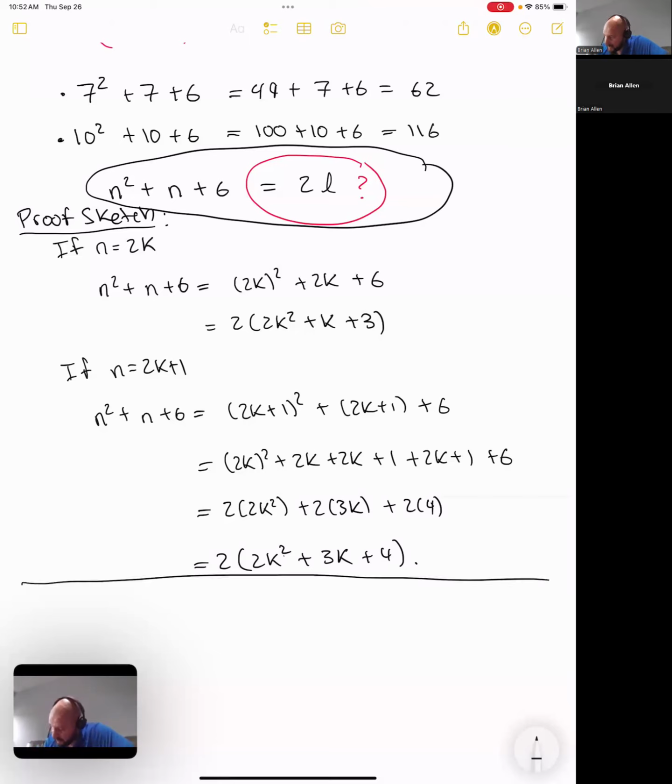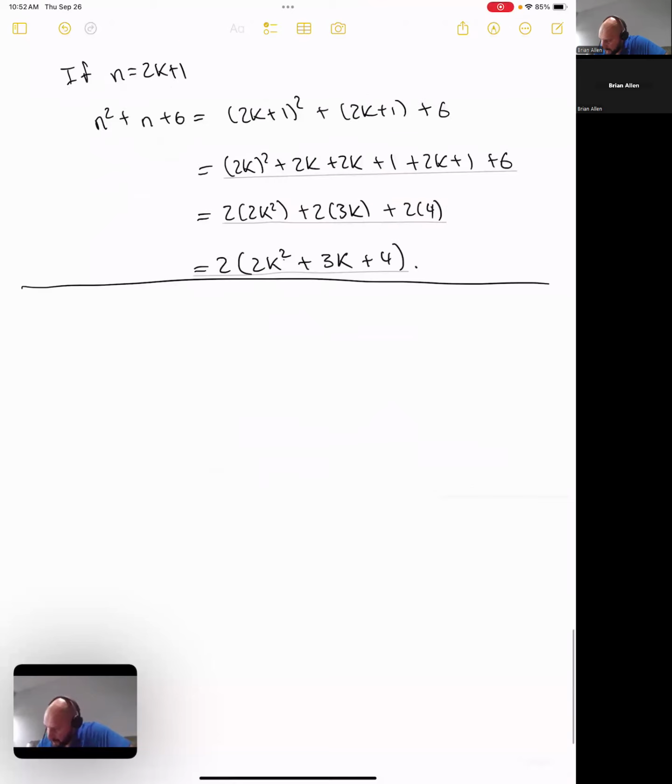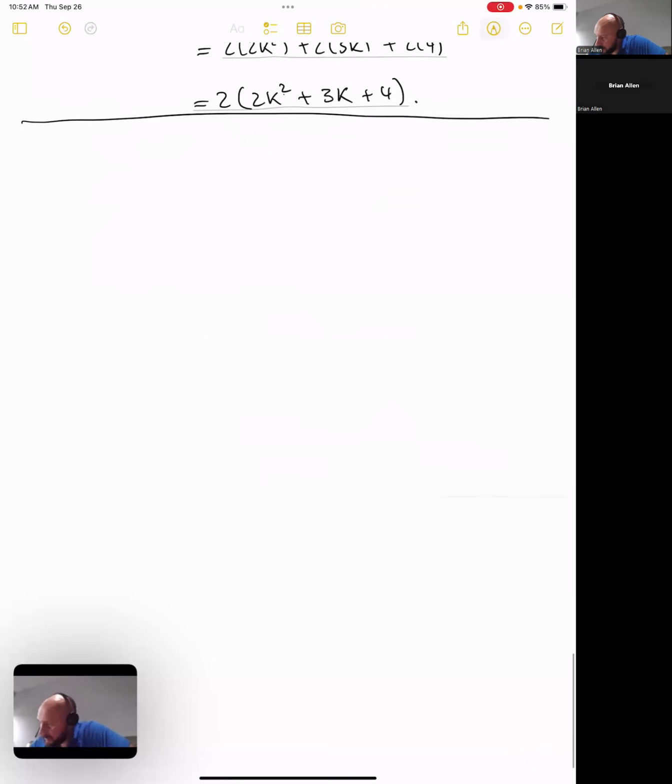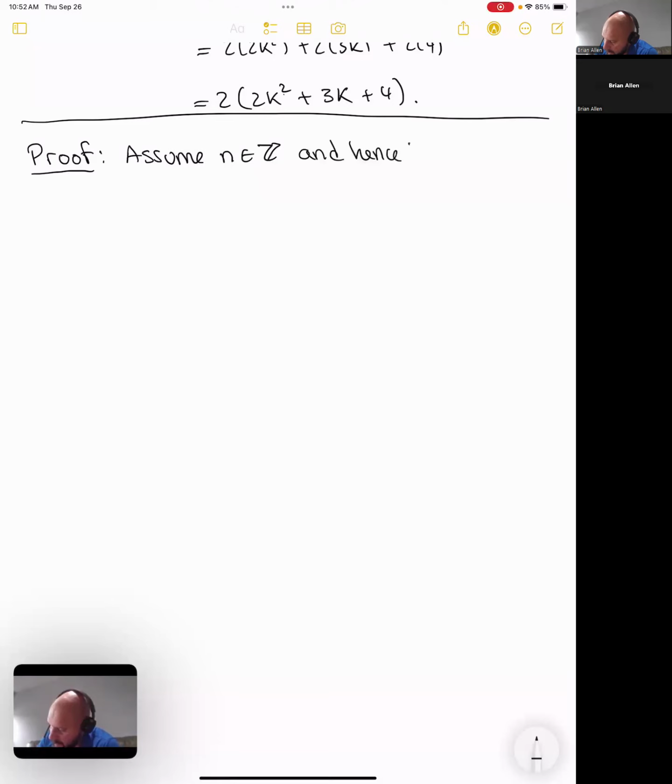All right, so let's move on now and actually write out the formal proof, where I'll show you how to communicate a proof by cases. Okay, so now we start the proof, and I need to communicate carefully to the reader now. And so assume that n is an integer, and hence by fact 2, n is either even or odd.